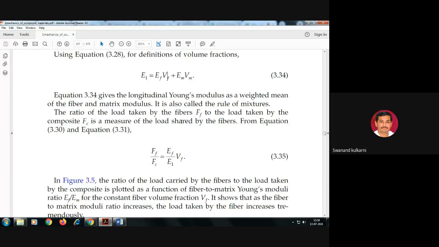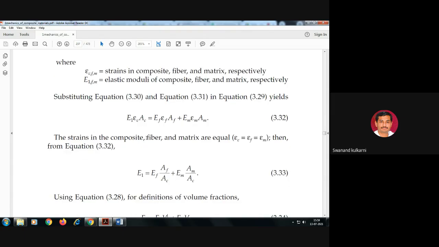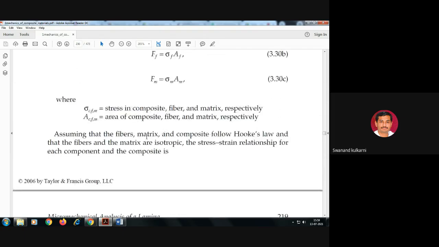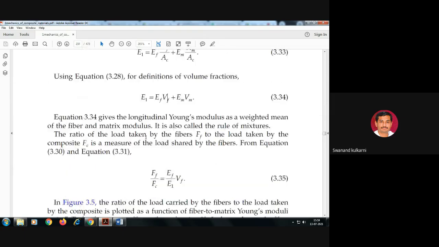Then the ratio of load taken by the fiber to the load taken by the composite is a measure of the load shared by fibers. So from equation 3.30 and equation 3.31, which is present here, we have equation 3.34, that is how to calculate the Young's modulus in longitudinal direction, that we have known. So that is proved here. Is it okay?